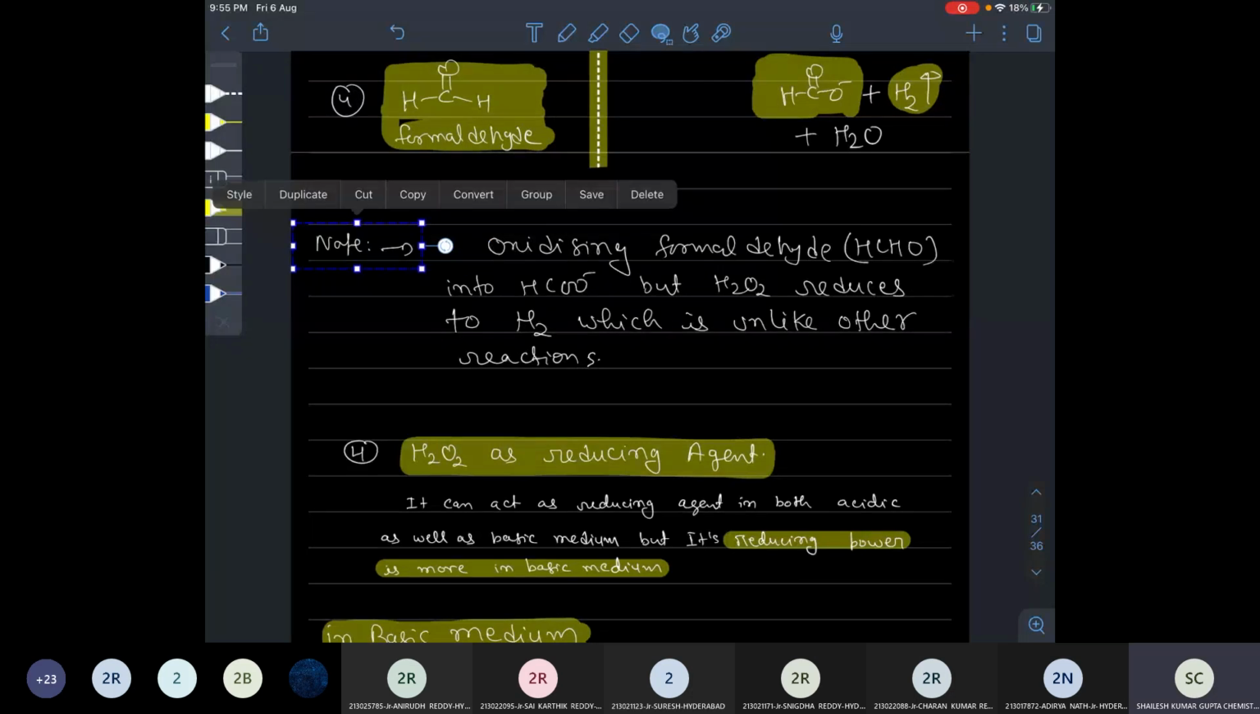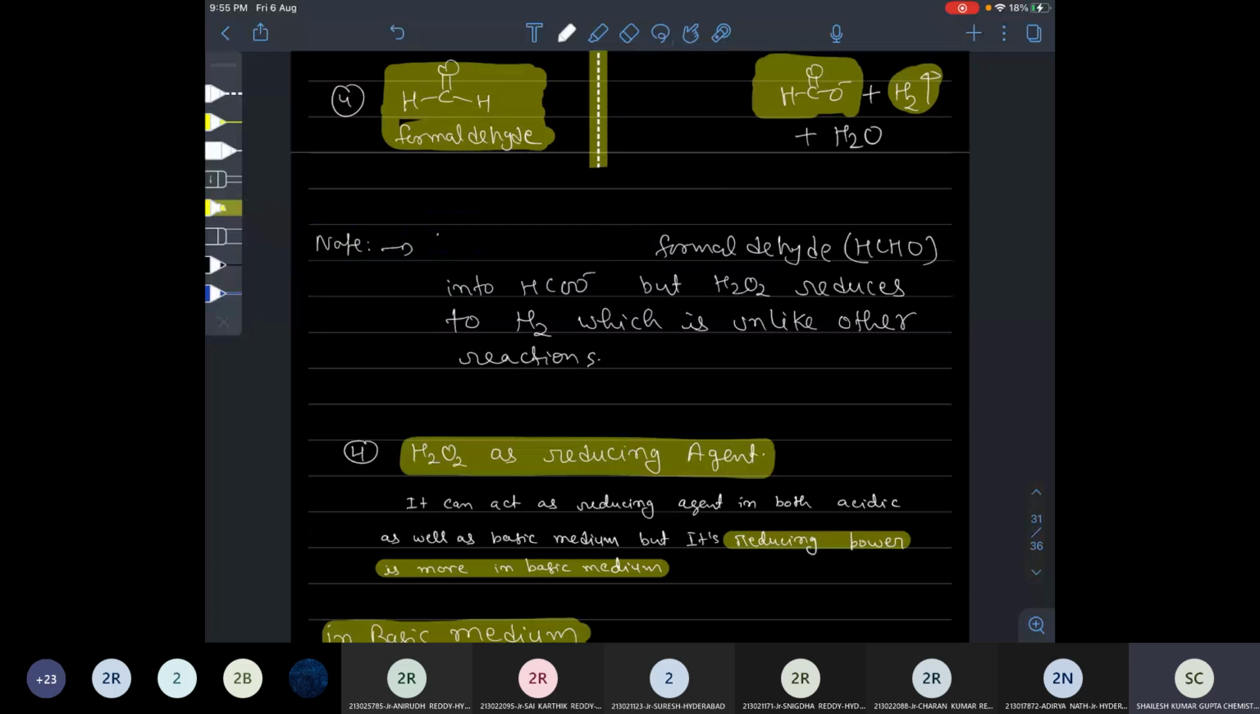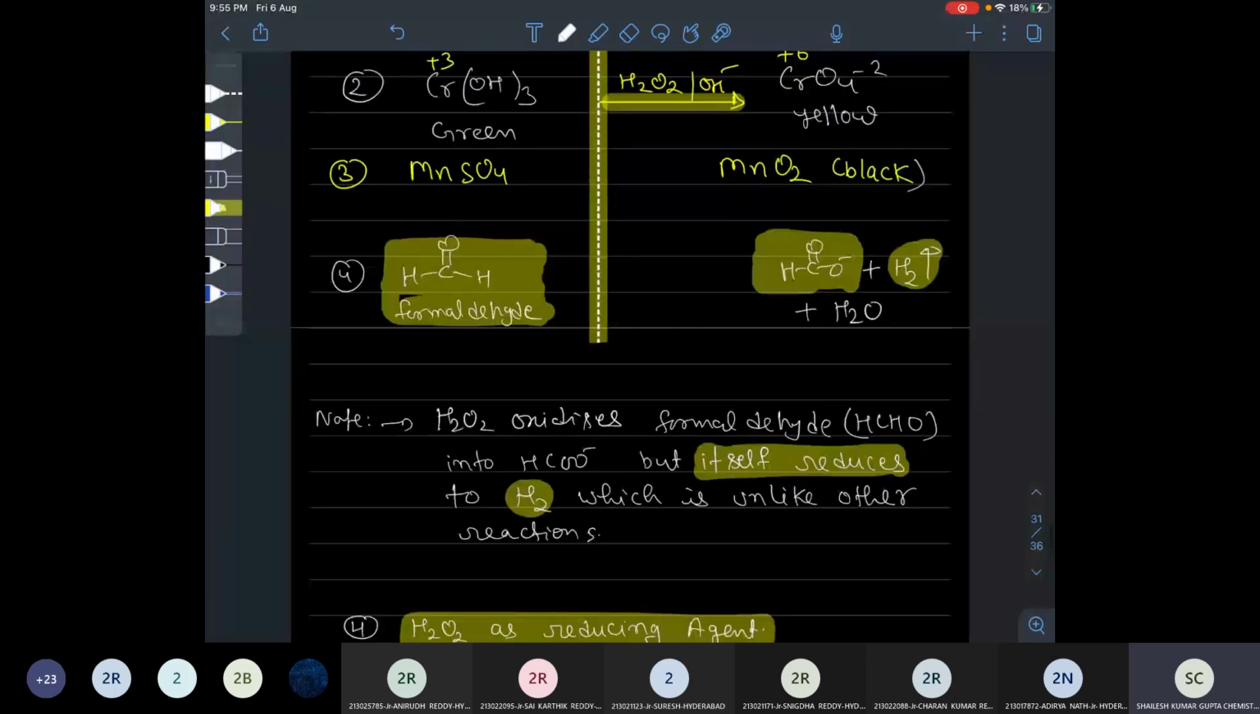So you can write like this, that H2O2 oxidizes formaldehyde into HCO minus, but H2O2 itself reduces to H2. It is very, very rare. Okay. So these things are not common. So this one you can't guess. For that, you have to refer to the notes only, right?